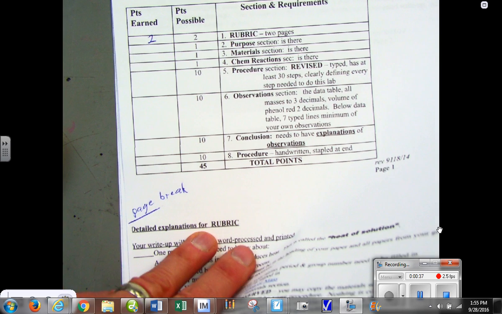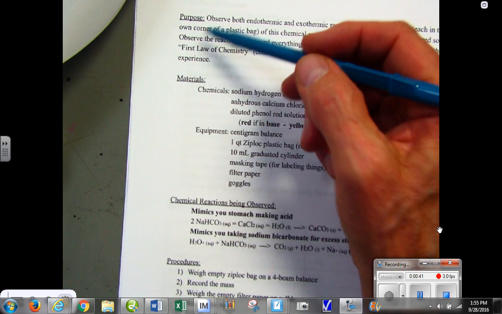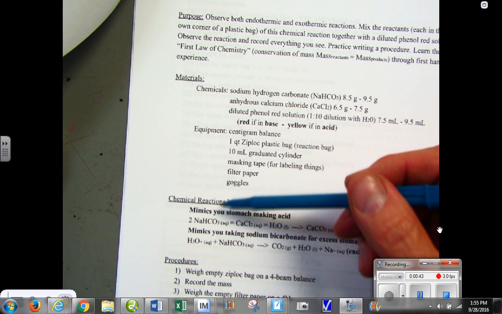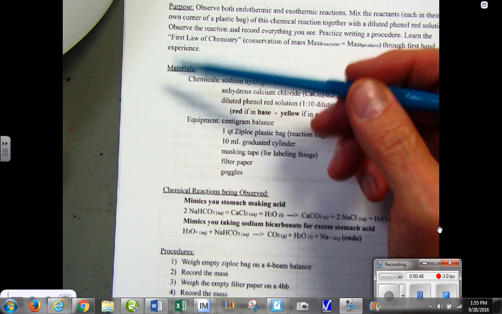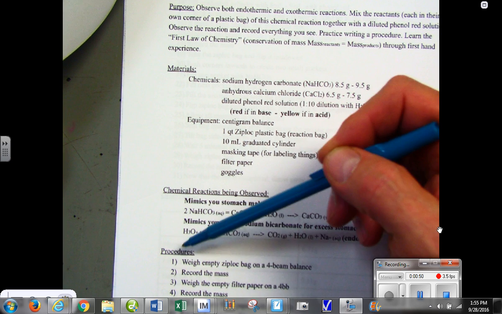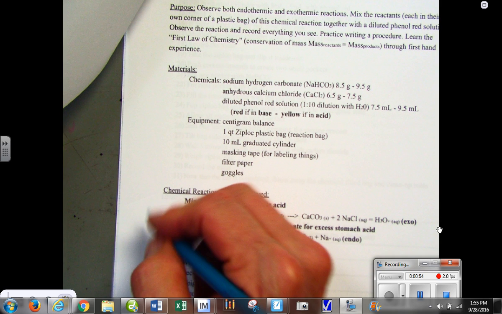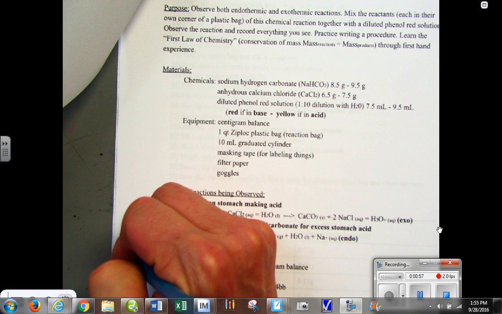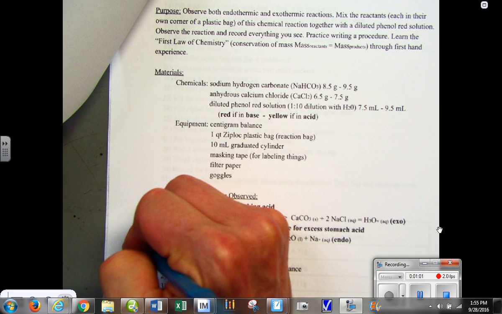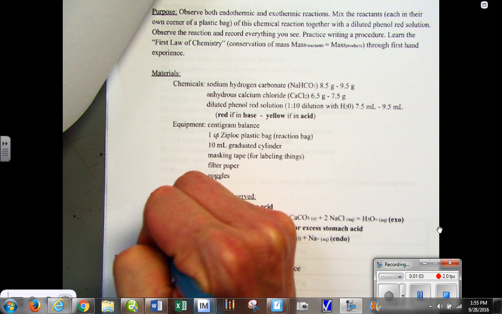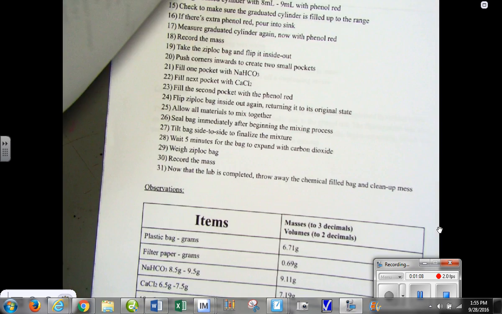And next I should be seeing the purpose. Okay, got purpose, materials. I like this. You see how he formatted this? This is very, very easy to tell purpose from materials, from chemical reactions, and then I see the procedures. I would like to recommend to you that you start your procedures on a new page break. I'm not taking off for that now, but I'm looking at 30 procedures.